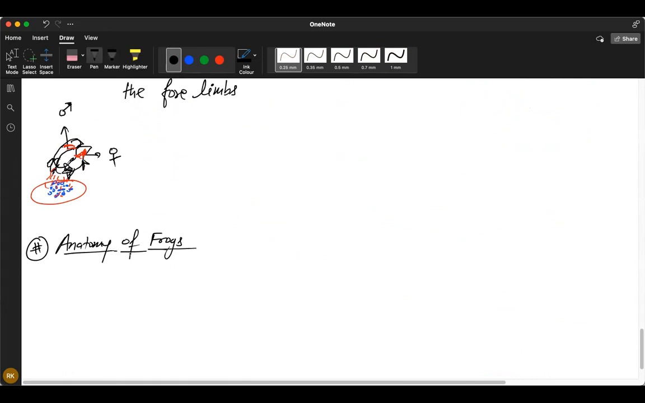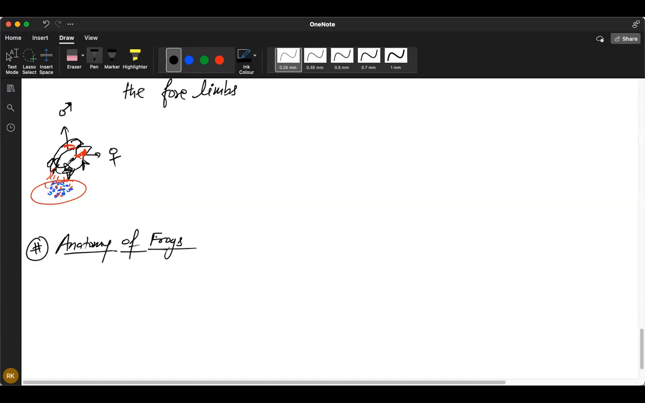Anatomy of frogs. So I think nowadays these experiments are banned by the education board, but earlier, during the BSc at least, there used to be frog dissections, right? For you, I don't think there is a frog dissection, is there? No, right? You just have to learn it from the textbooks, correct? Yes, we don't have.